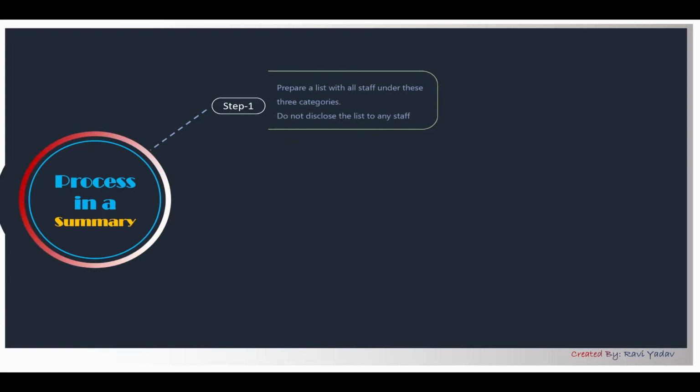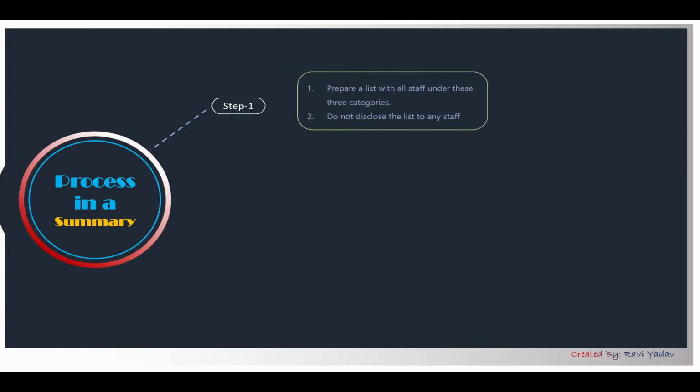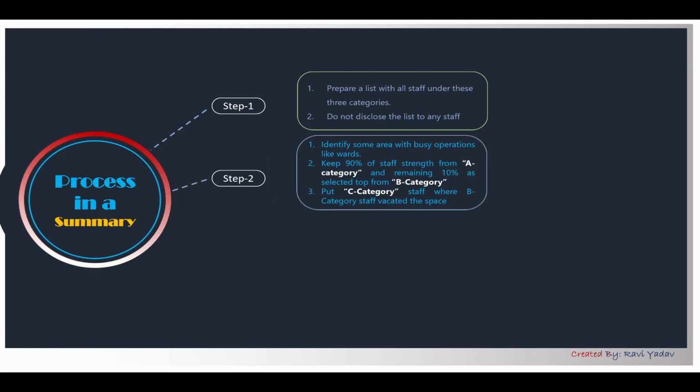So if you go by all the processes which we discussed, in summary, step 1 is to prepare a list with all staff under these 3 categories. Do not disclose the list to any staff. Identify some areas with busy operations, like a ward. Keep 90% of staff strength from A category and the remaining 10% as selected top from B category. Put C category staff wherever you shifted B category staff, meaning the vacant position from B is shifted to A category.